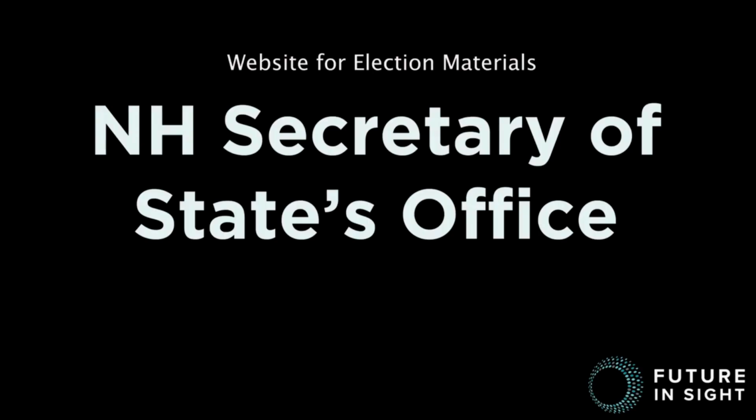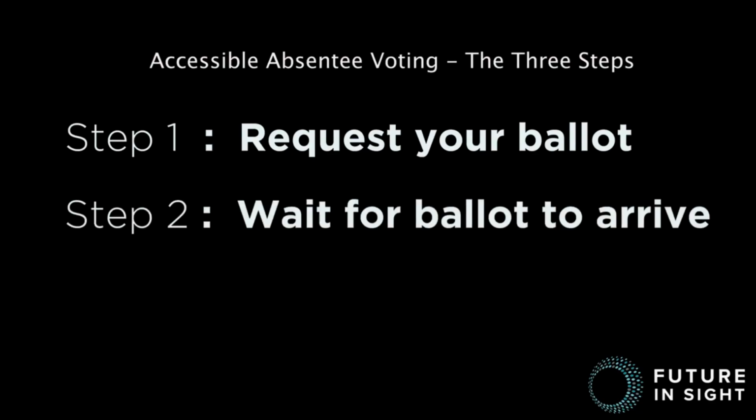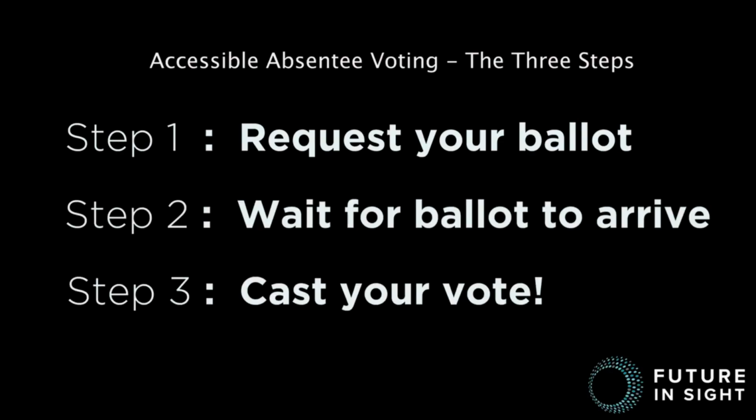by conventional means. So, if in the past you've used the accessible voting system to cast your vote in person and you're now wondering how you're going to vote this year from home, this video is going to walk you through those steps. The first step is to request your accessible electronic absentee ballot. The second step is to wait for your absentee ballot to arrive. And the third step is to cast your absentee ballot. Let's walk through those steps one at a time.